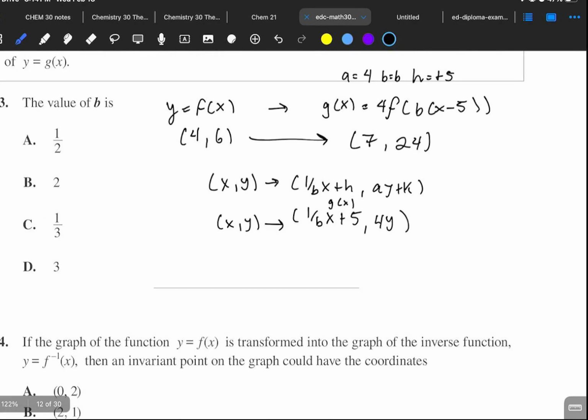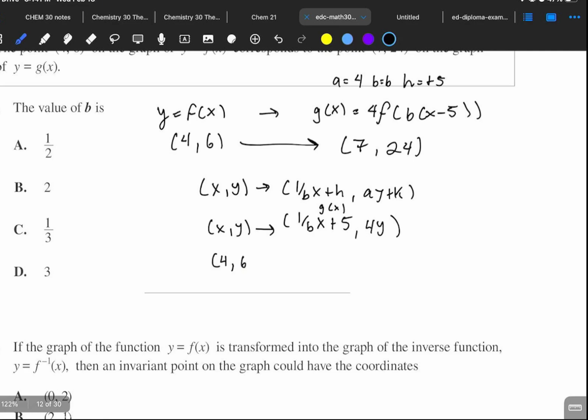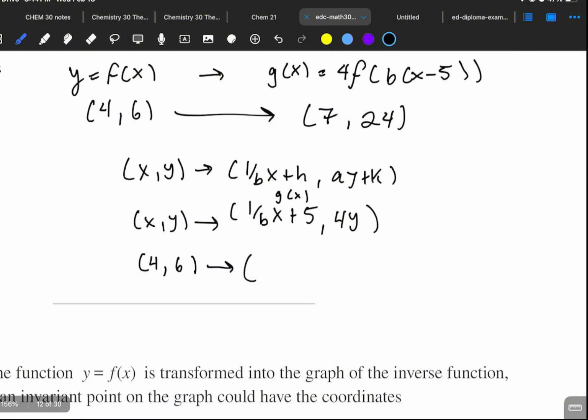So now if you can see where I'm going, we start off at the point (4, 6), and that should be transformed to the point (7, 24). So the way we do this is we're going to plug in (4, 6) for x and y into these transformations. So we have 1 over b times 4 plus 5, and then you have 4 times our original y value, which is 6. This gives you 4 over b plus 5, 24.